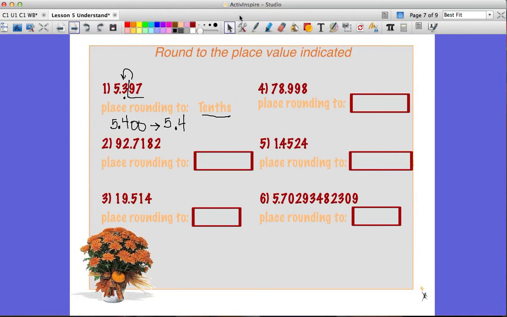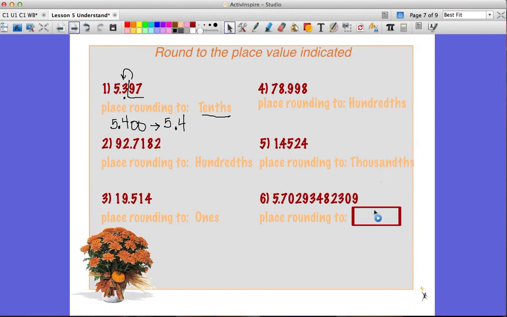You have 5 more here that I want you to try on your own since we have done this. I want you to round to the hundredths, thousandths, and the ones place. So I want you to pause, take a minute, round your numbers, and then come back and check your answers.